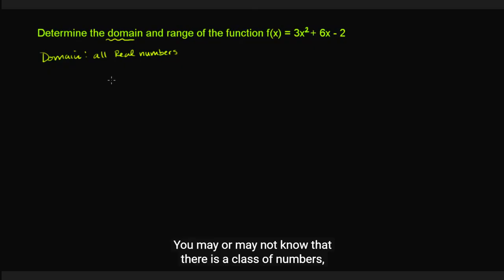You may or may not know that there is a class of numbers that are a little bit bizarre when you first learn them, called imaginary numbers and complex numbers. But I won't go into that right now. Most of the traditional numbers that you know of are part of the set of real numbers. It's pretty much everything but complex numbers. So you take any real number and put it here, you can square it, multiply it by 3, then add 6 times it and subtract 2.